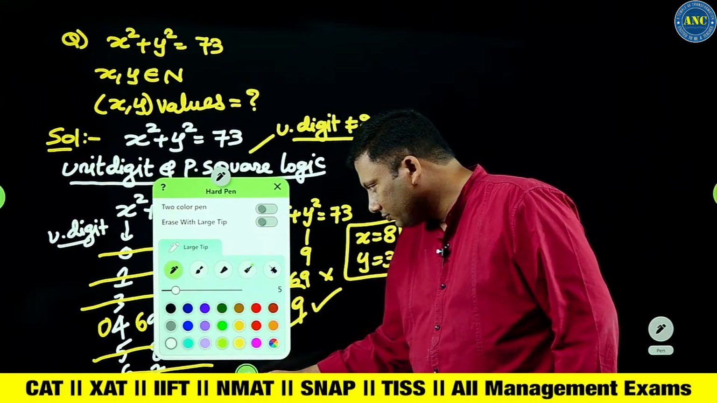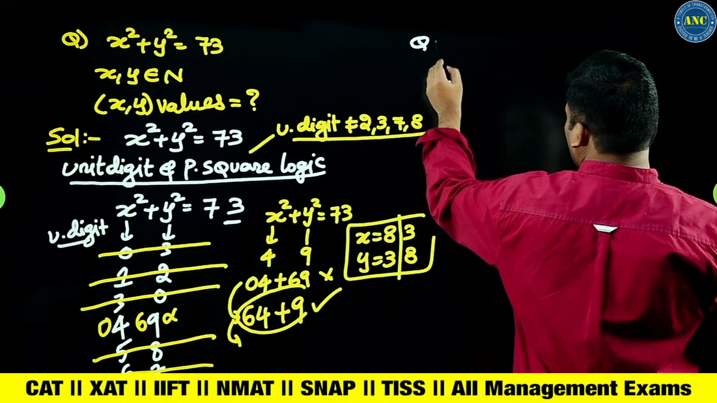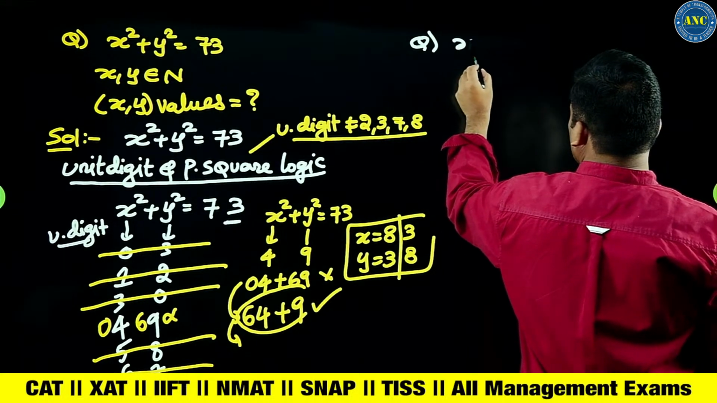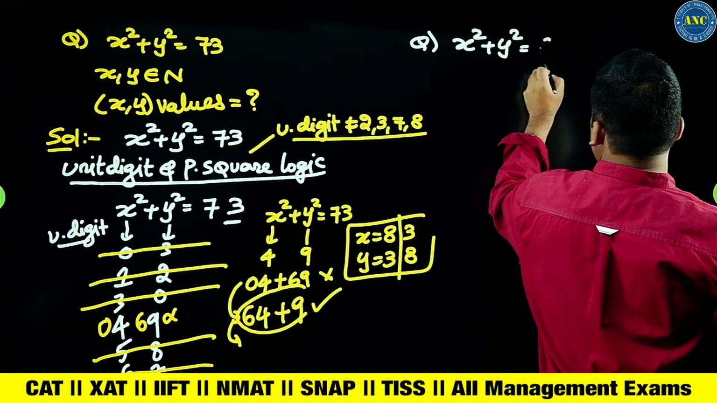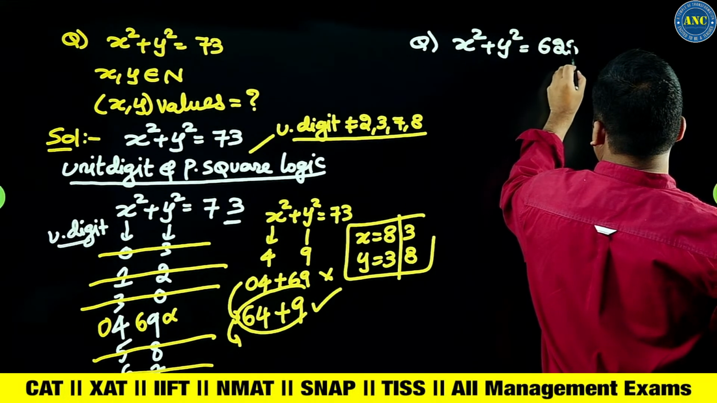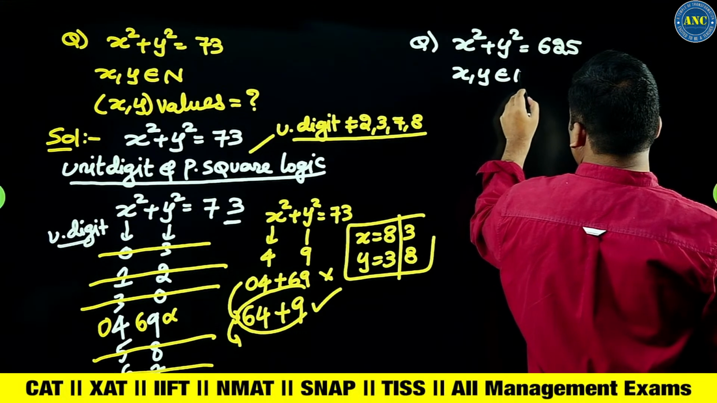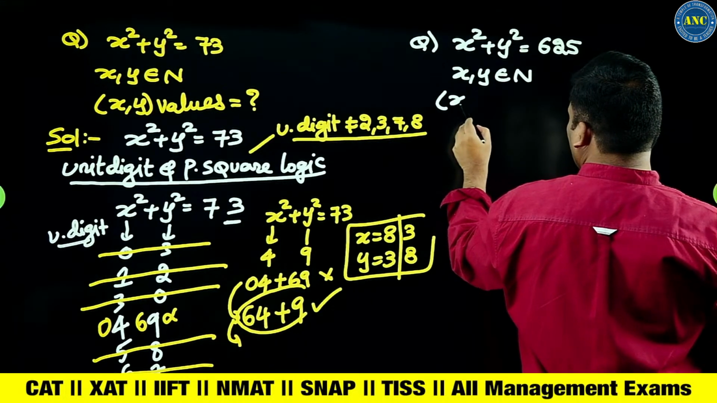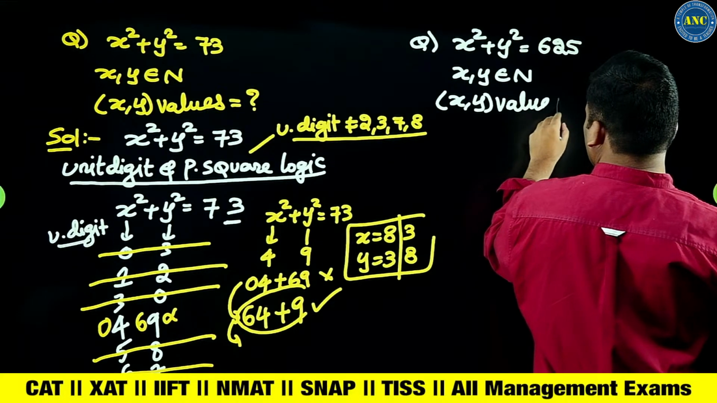One more question. The more questions you do, the more you will get the idea. X square plus y square is equivalent to 625. X and y are natural numbers. How many values of x and y will satisfy the equation?